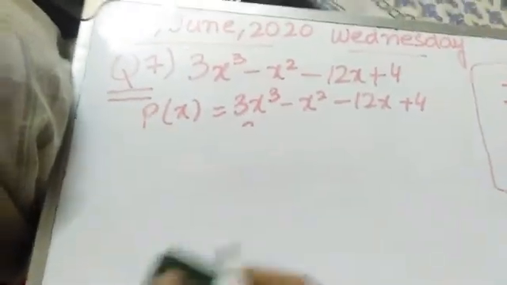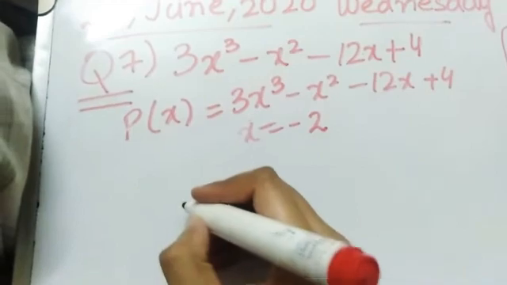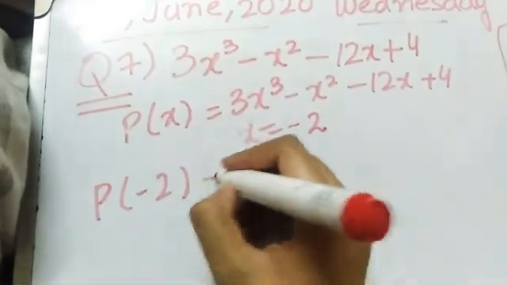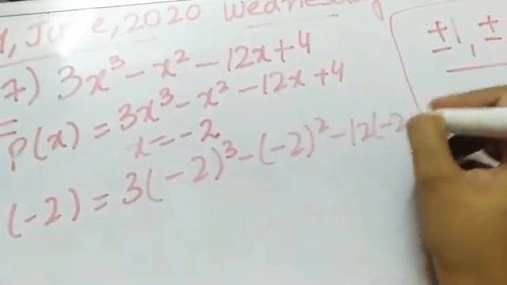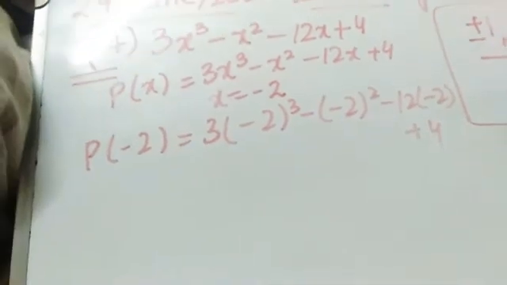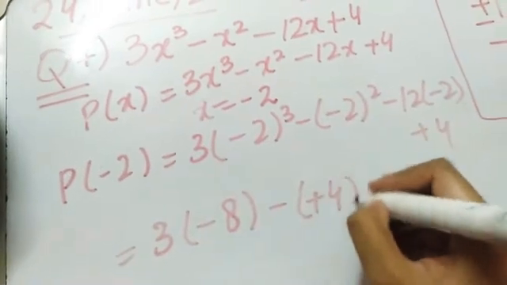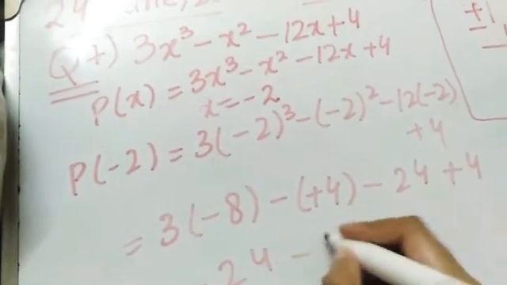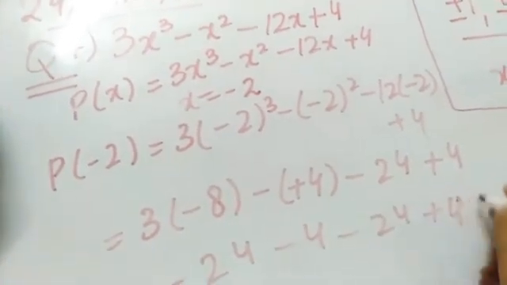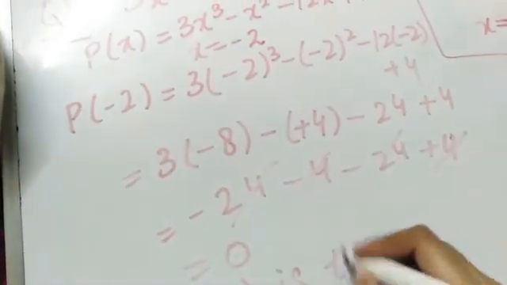Now check it for x equals minus 2. P of minus 2: 3 times minus 2 whole cube minus minus 2 whole square, minus 12 times minus 2, plus 4. 3 into minus 8 is minus 24, minus 4, plus 24, plus 4. So the terms cancel out, so we will say x plus 2 is a factor of p of x.